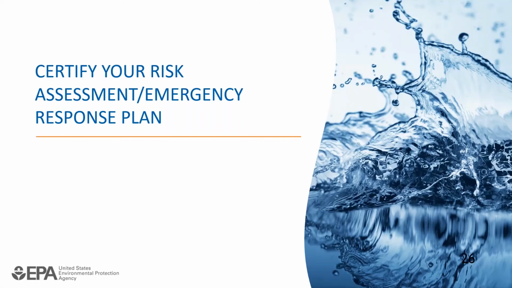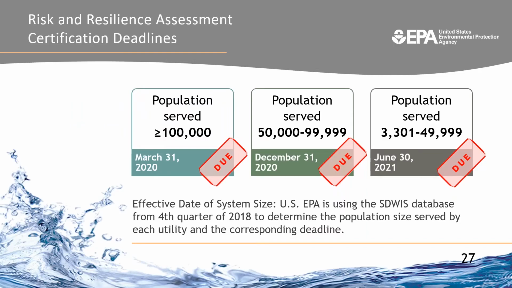Now I'm going to walk through how to certify a risk assessment and emergency response plan. This slide shows certification deadlines for risk assessments based on populations served by your utility. For populations in the largest size category, you'll see that those deadlines have already passed. For utilities that are in the medium size category, 50,000 to 99,999, certify your risk assessment no later than December 31st of this year. And utilities in our smallest size category, 3,301 to 49,999, which is based on the first poll we had, the majority of our attendees today, you must certify your risk assessment no later than June 30th of 2021.